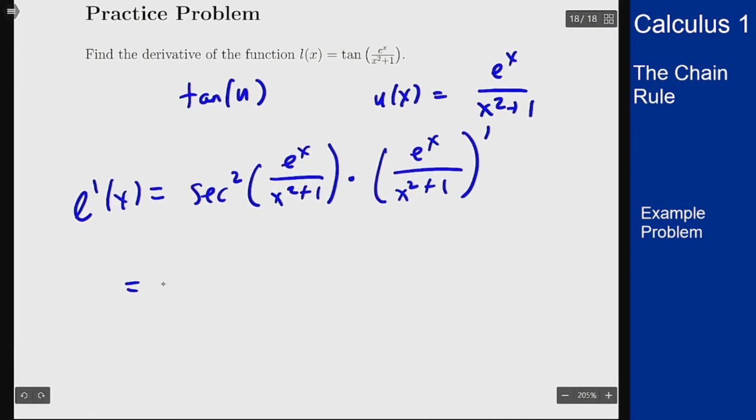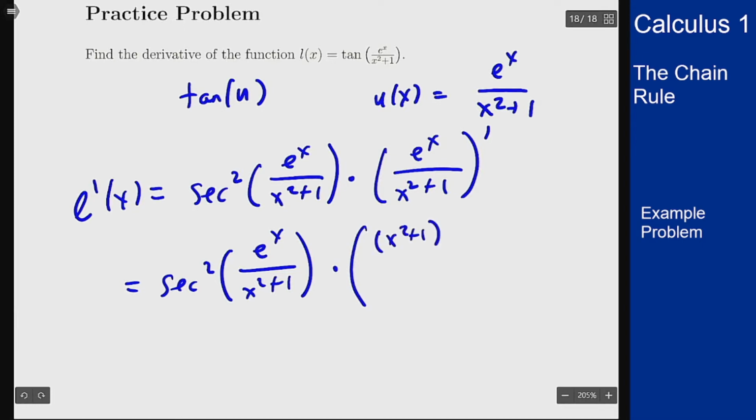So you'll end up with secant squared of e to the x over x squared plus 1 times low, x squared plus 1, d high, e to the x, minus high, e to the x, d low, 2x, over the bottom squared, x squared plus 1 squared.